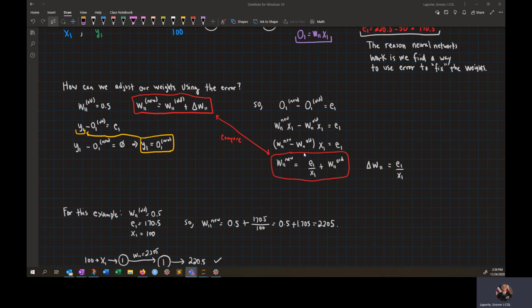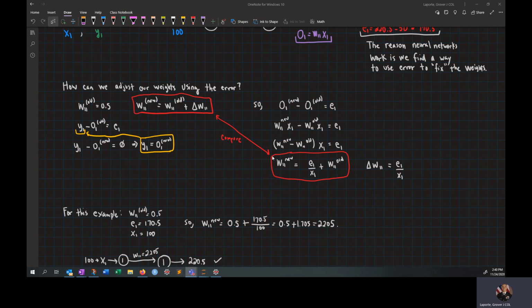And then what are we going to do here? Well, I'm really looking for W11 new, so I'm going to solve for W11 new. All you do is a little bit of algebra here, and you get W11 new is equal to E1 divided by X1 plus W11 old. So that is what we want, W11 new.